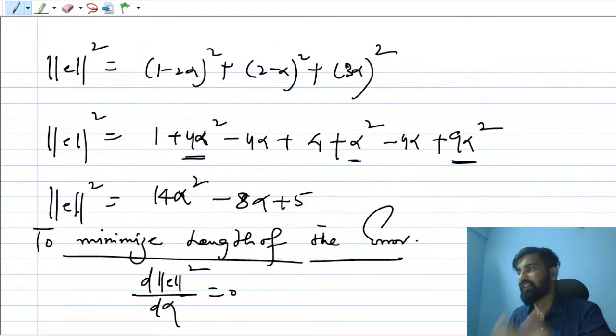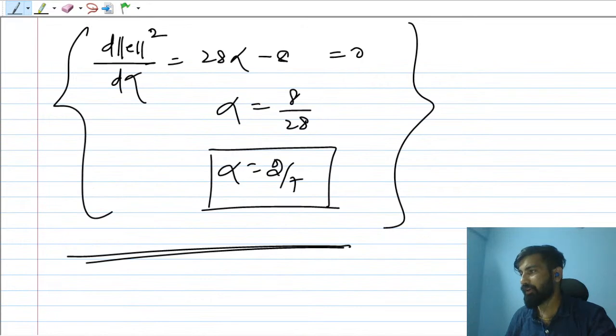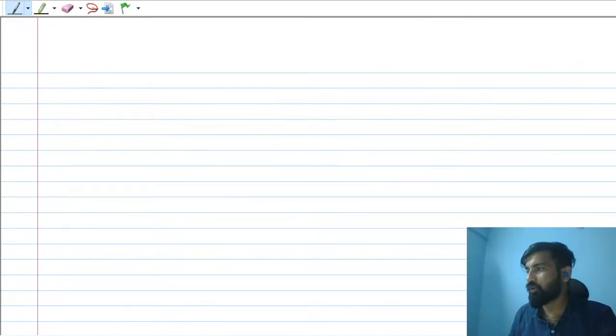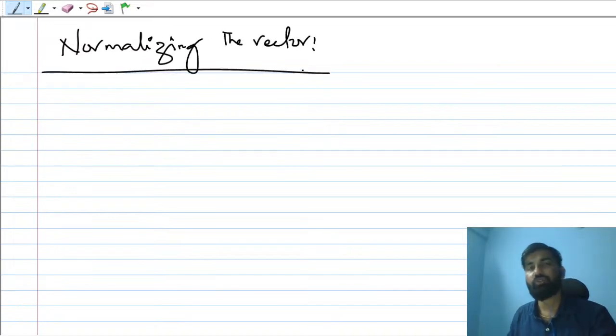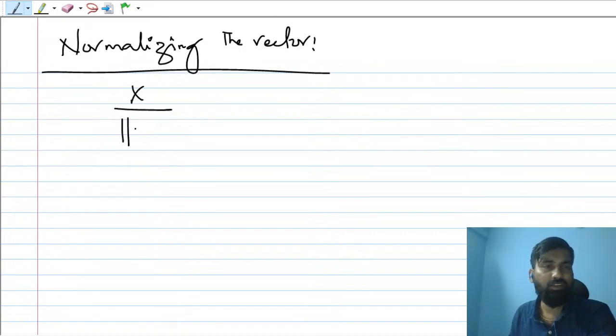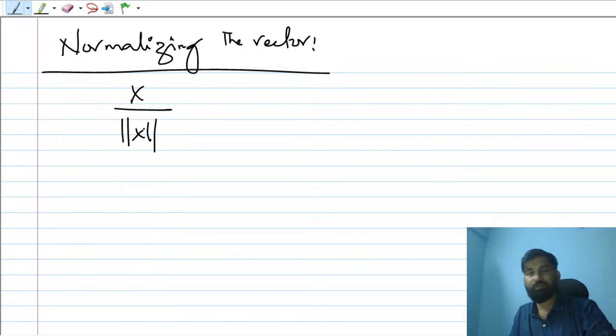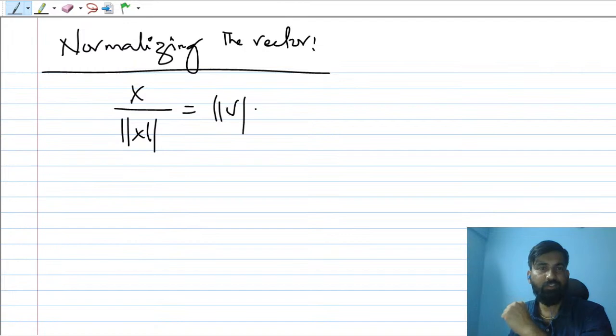So the next concept after norms, that you have to keep in mind, is normalizing the vector. How to normalize the vector, right? That you have to understand. If you want to normalize the vector, just take the vector and divide by the norm of the vector, right? So what you will get here is the new vector v divided by the length of the vector v, and you will get 1.